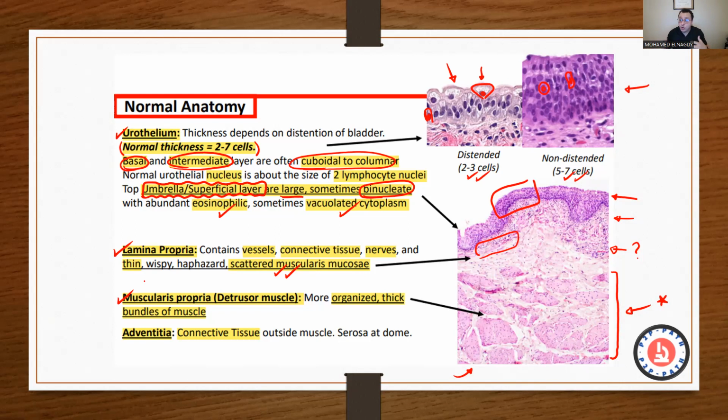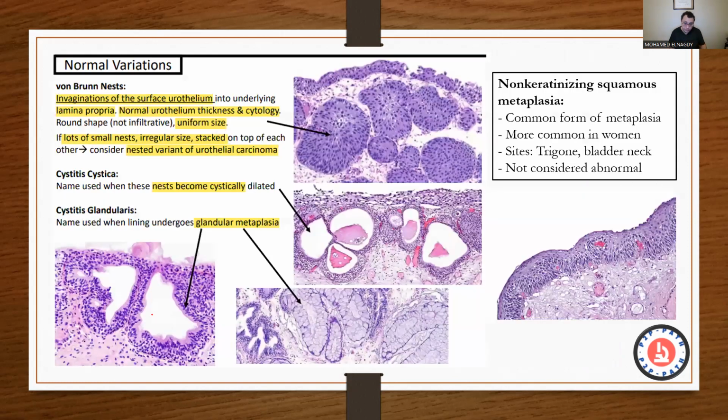So you don't need to end up confusing an invasion of just the thin interrupted muscles. If you see some thin muscles here and there and you say, oh, there is muscle invasion. No, this is just muscularis mucosa. So if this is invasive, it will be invasive in the lamina propria only. However, to clearly tell that there is frank muscle invasion, the tumor cells must exist between these thick organized bundles of muscle to say that there is a muscularis propria invasion or detrusor muscle invasion. And then you have, of course, the outer layer, which is the adventitia.